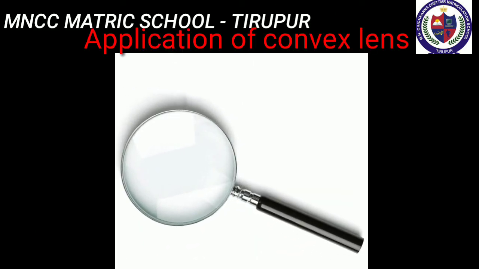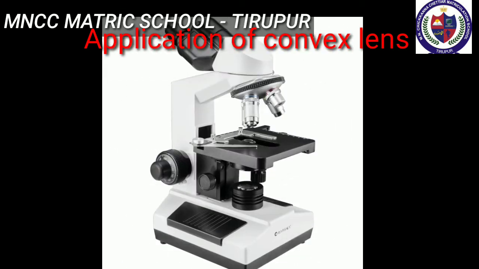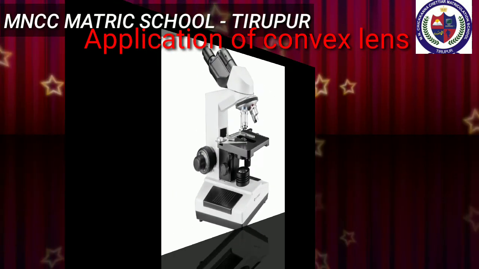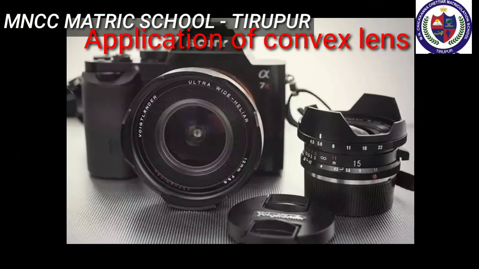Next, we move to applications of convex lens. They are used as magnifying lenses, they are used in making microscopes, and they are used as camera lenses.